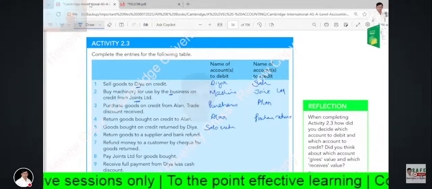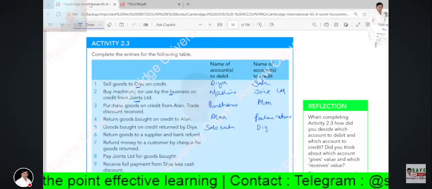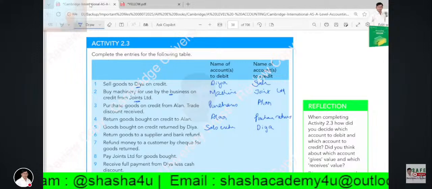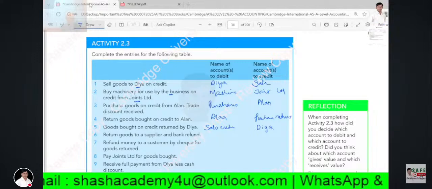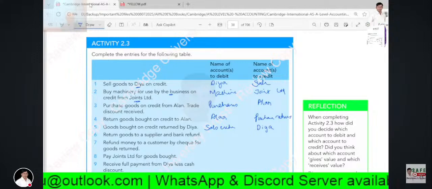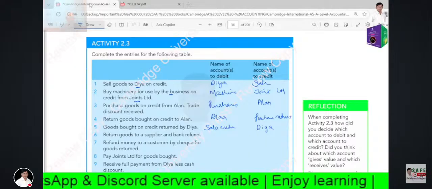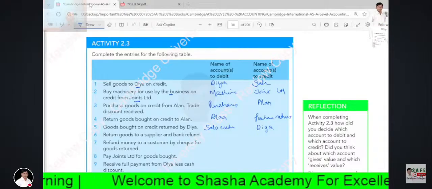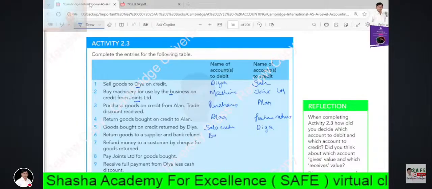So we have to credit Dia because Dia is the giver of the goods. Dia has returned the goods. Return goods to a supplier and bank refund. So what has happened? We have returned the goods and we have received the money. So bank money will come in bank account.